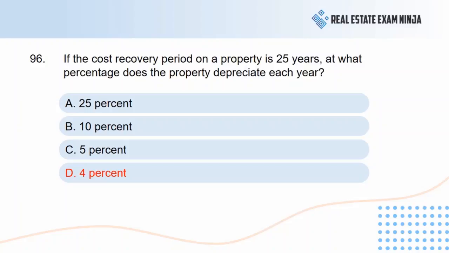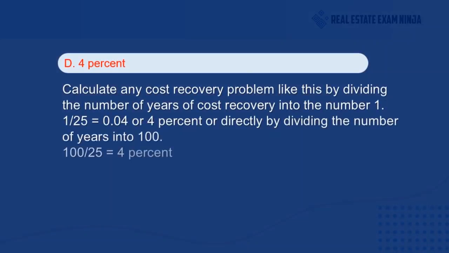The correct answer is D. Calculate any cost recovery problem like this by dividing the number of years of cost recovery into the number 1. 1 divided by 25 is equal to 0.04 or 4%, or directly by dividing the number of years into 100. 100 divided by 25 is equal to 4%.